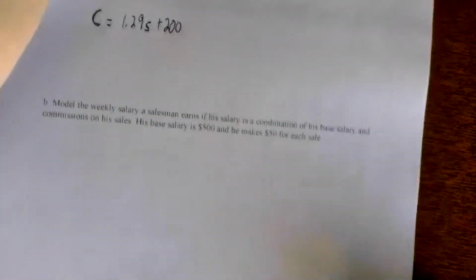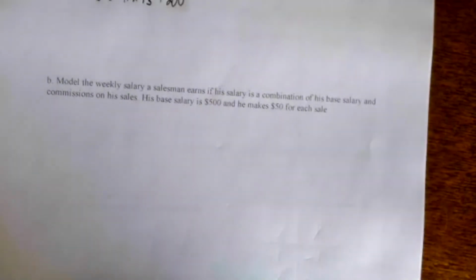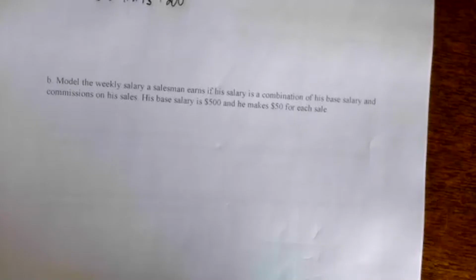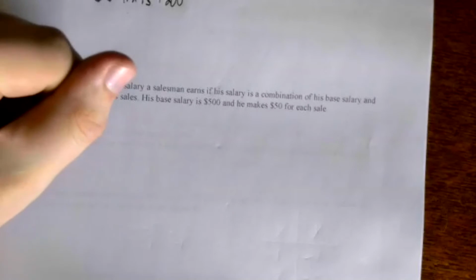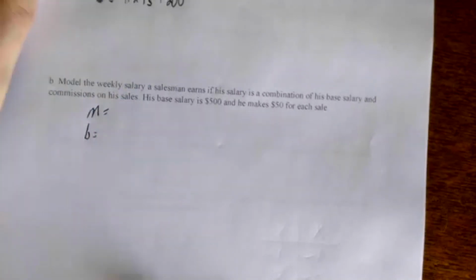Okay, so we can do something similar with part B, right? So this one says model the weekly salary of a salesman if his salary is a combination of his base salary and his commission on his sales. It says his base salary is $500 and he makes $50 for each sale. So what's my slope and what's my y-intercept in this case?